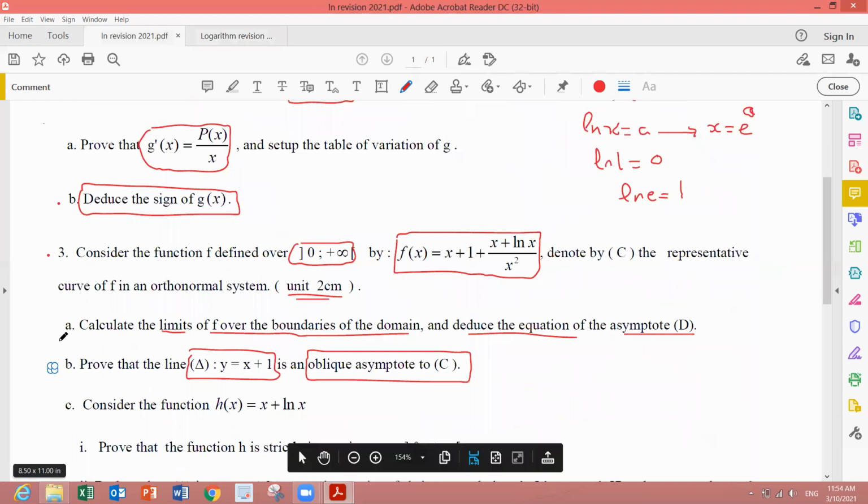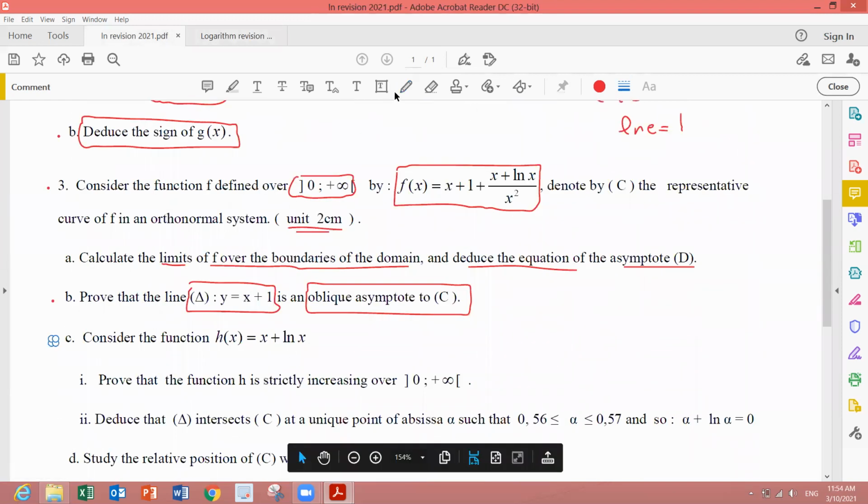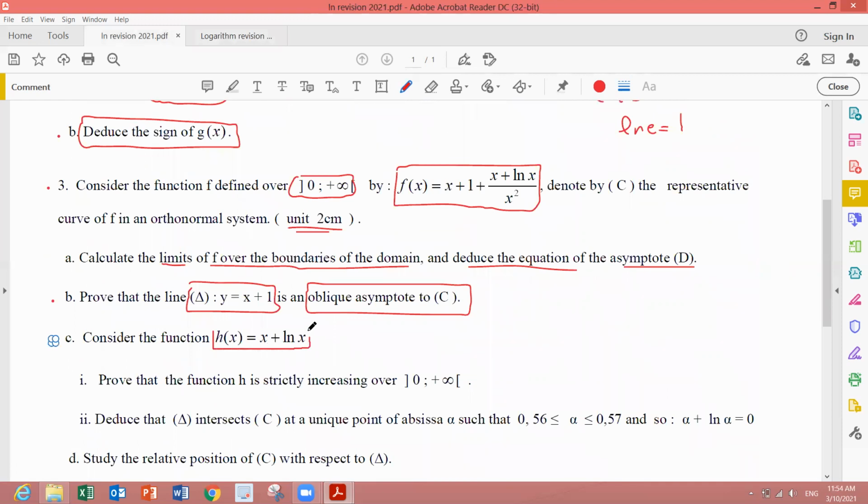Part C. Consider the function h(x) equals x plus ln x. So we have the functions g, f, and h: 4 functions. Part 1. Prove that the function h is strictly increasing over 0 plus infinity. How to prove that the function is strictly increasing?